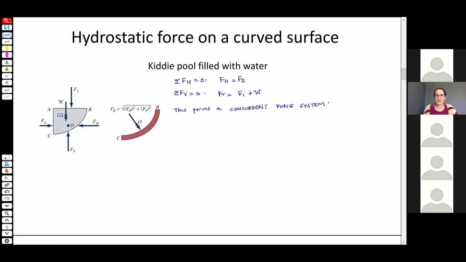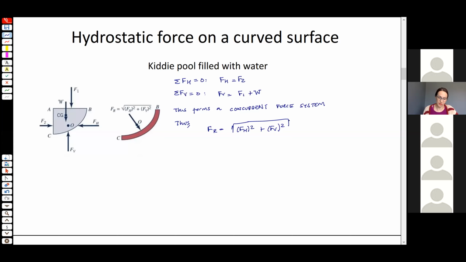What good does it do us to know that? Well, it allows us to write the resultant force on the water as the square root of the horizontal component squared plus the vertical component squared. Okay, so here we go.